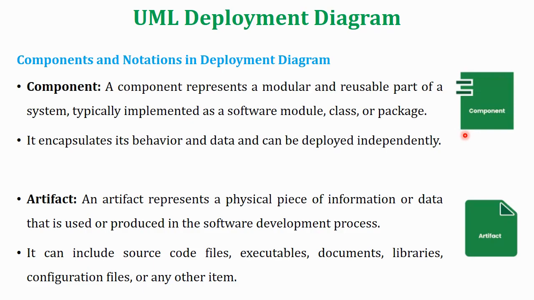And next one is the artifact. An artifact represents the physical pieces of information or data that are used or produced in the software deployment process. It can include source code files, executables, documents, libraries, configuration files, or any other item. So see the symbol, this is the artifact.